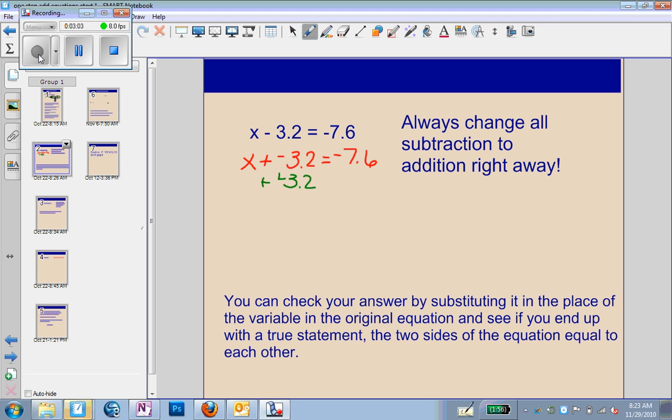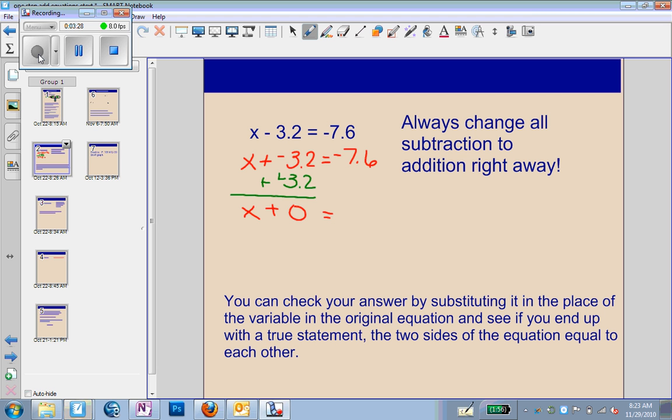So we're going to add positive 3.2 to our left-hand side so that we can get a 0 with our x. So we're adding x plus 0. Our goal on the left-hand side is to end up with x all by itself. So that adding the inverse of negative 3.2, which is positive 3.2, gives me 0. And that's our entire goal.